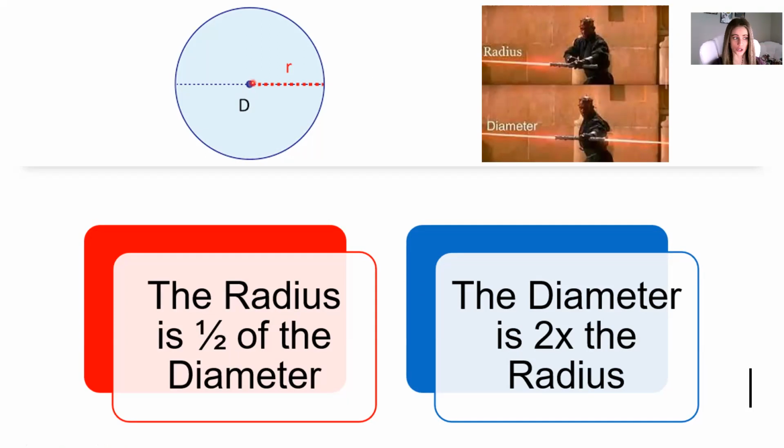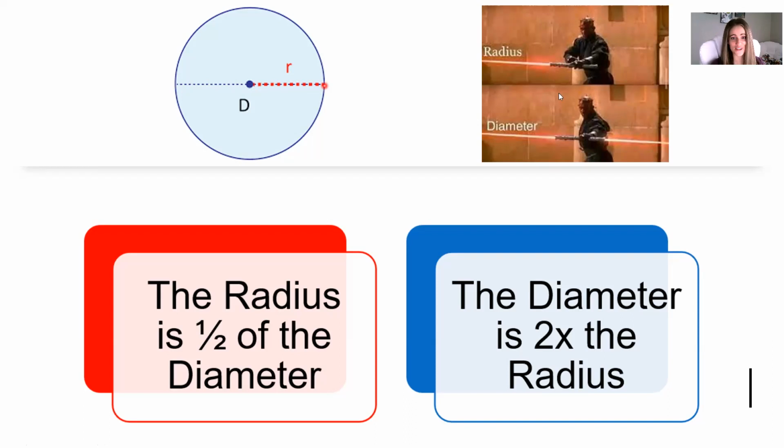Then the diameter, that goes from one edge through the center all the way to the other edge. So a way to think of this is the diameter is all the way across your circle. The radius is only halfway across the circle.